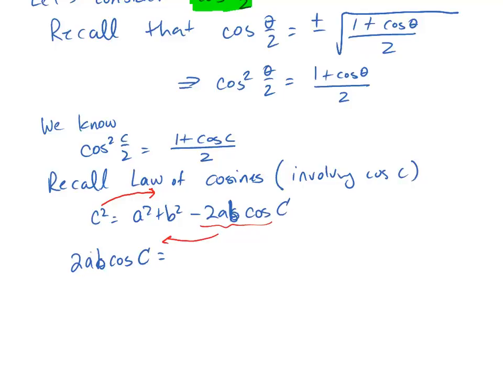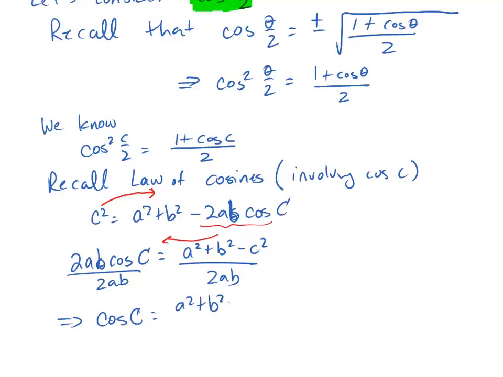I want to move 2ab cosine of c to the left-hand side and subtract c squared to the right-hand side. And divide both sides now by 2ab, which would give me that cosine of c, for any angle C in a triangle, would be equal to a squared plus b squared minus c squared, all divided by 2ab.